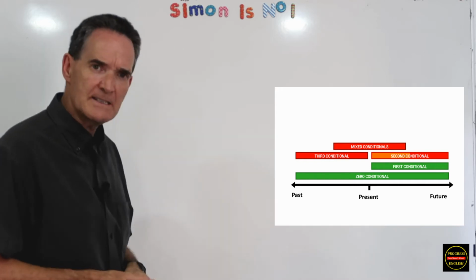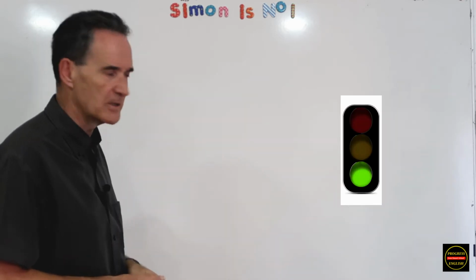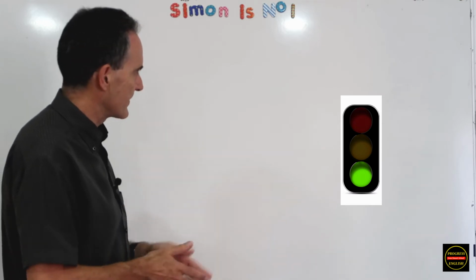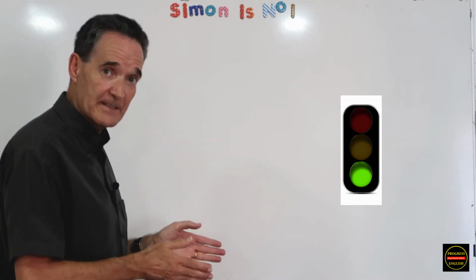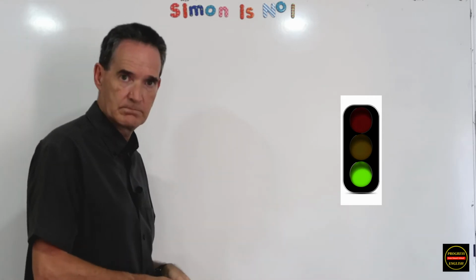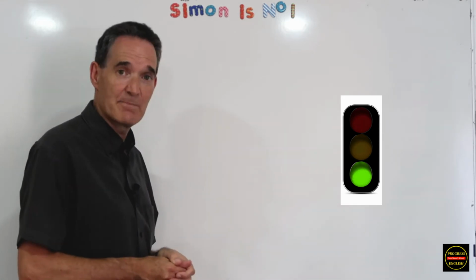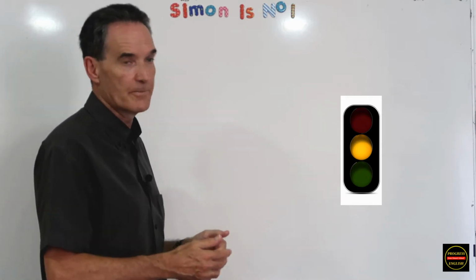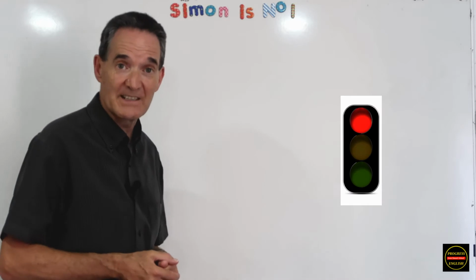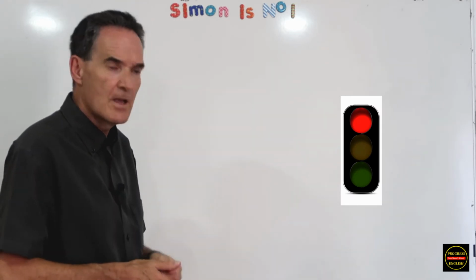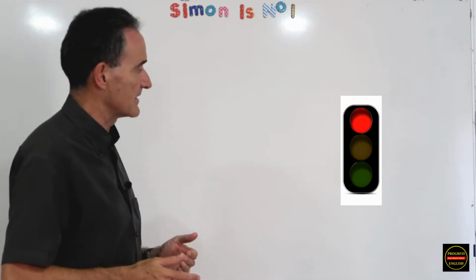Well, consider a traffic light for a moment. What does a traffic light mean? Well, if you're in your car at the traffic lights, then if you have a green light, you can go. If you have the amber light, maybe you can go, maybe you can't go. If you have the red light, then you have to stop. This is clear, no?